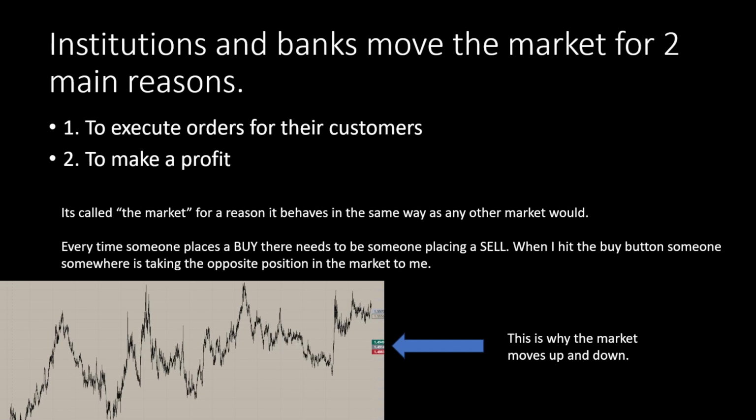So institutions and banks move the market for two main reasons. They execute orders for customers and to close off their profits. So remember the close off their profits as well. It's called the market for a reason, because it works the same as any other market in the world. You need buyers and you need sellers. Every time someone places a buy, there needs to be someone placing a sell. Otherwise, who are they going to sell it to? Every time I hit the buy button, someone somewhere is taking an opposite position to me in the market, or to you. This is why the market moves up and down.